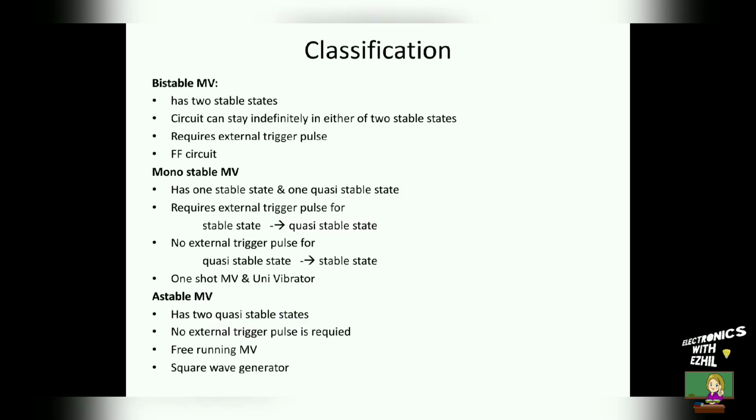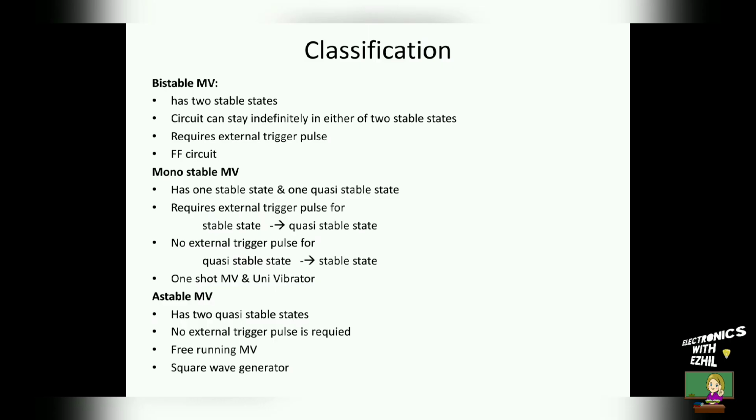Depending upon the number of stable states present in the multivibrator and the working of the multivibrators, we will classify the multivibrators into three categories: bistable multivibrator, monostable multivibrator and astable multivibrators. Let's see one by one. The first one is bistable multivibrator. From the name itself, we can understand that it has got two stable states. This circuit can stay indefinitely in either of two stable states. This circuit requires external trigger pulse to change its state from one stable state to another stable state. This circuit is also called as flip-flop circuit.